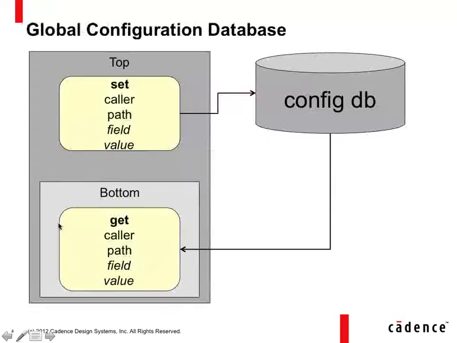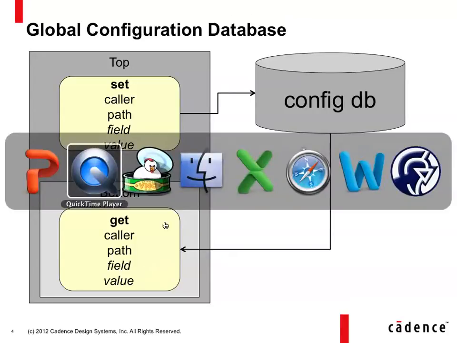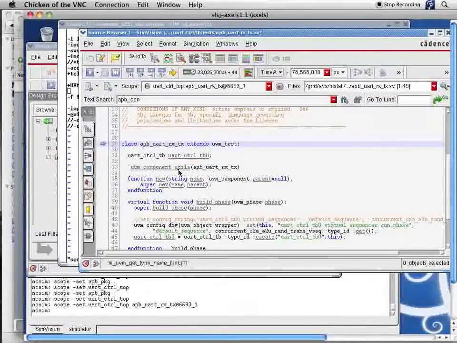So let's look at this in a different way. So in the top, we might set a certain value into the configuration database, and then at the bottom we might read that out, right, and adjust accordingly. Let's look at this in code.